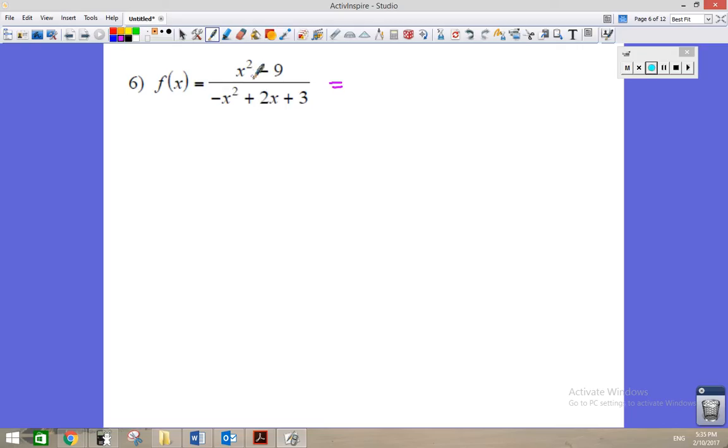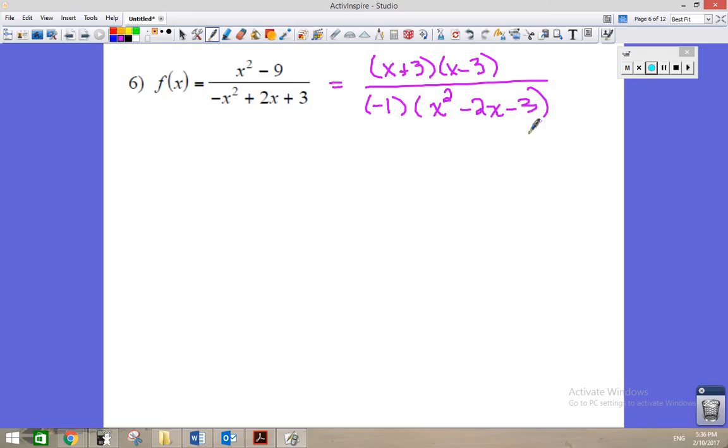If I factor x squared minus 9, that factors to x plus 3 times x minus 3. And I'm afraid of sign errors, and it's awkward for me to factor when I have a leading coefficient of negative 1, so I prefer to factor out a negative 1, which is going to change the sign of every term, so that now I have a positive leading coefficient, but then this will be minus 2x and minus 3. Because if I distribute that negative back through there, this is what I get, the original. So I can still factor this denominator. I've got the numerator x plus 3 and x minus 3.